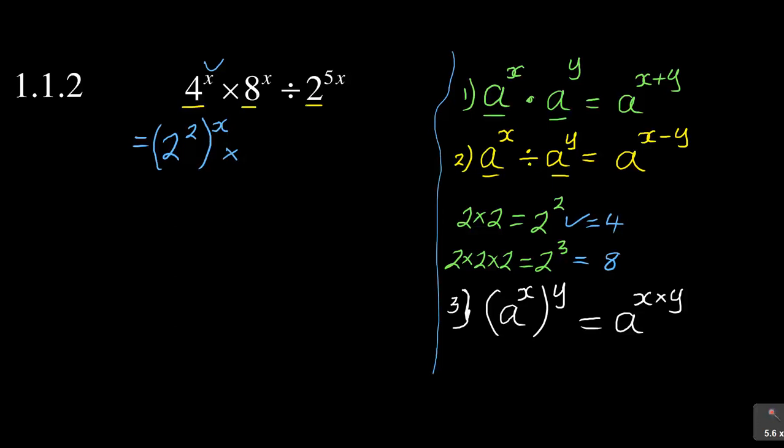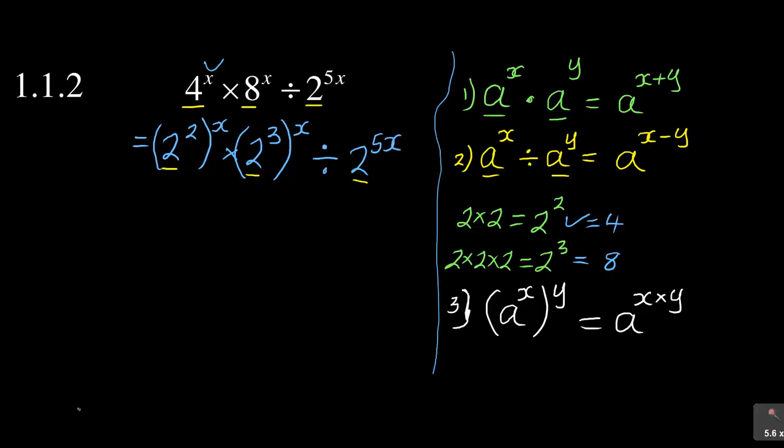Again, times, now 8 is 2 to the power of 3 that I need to write. Again, I have to put a bracket, and then I put my x there, and then divide it by 2 to the power of 5x. So if you notice what I've done, I have expressed everything in terms of 2, 2, and 2.